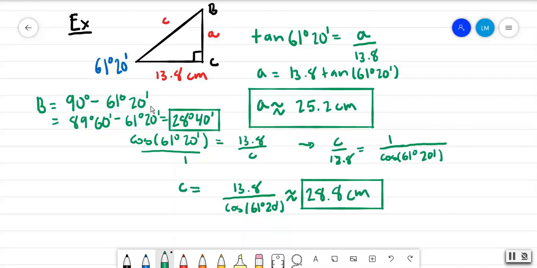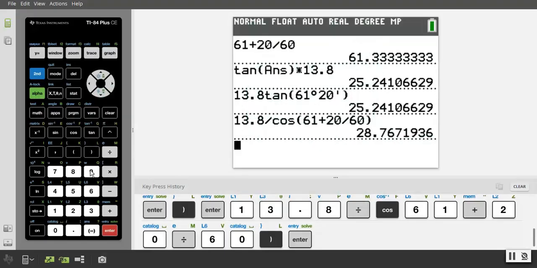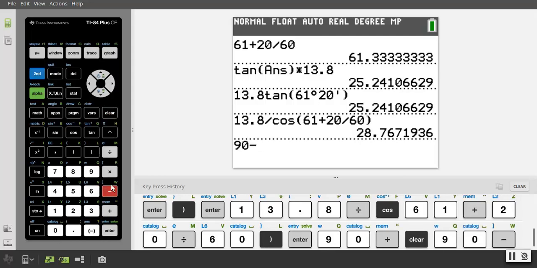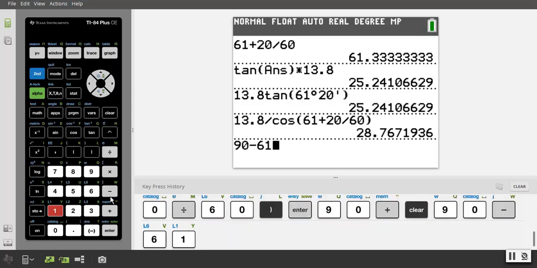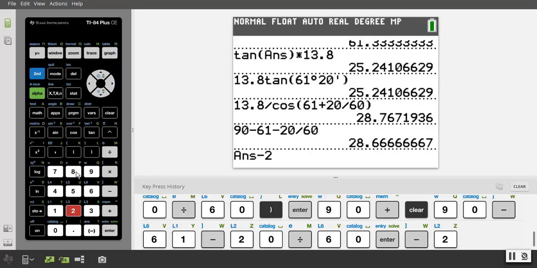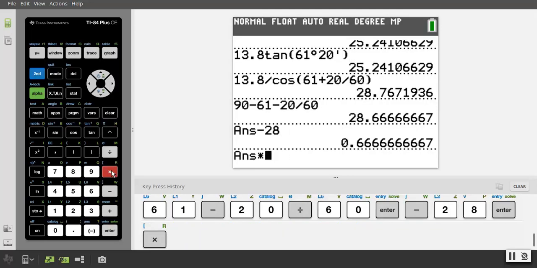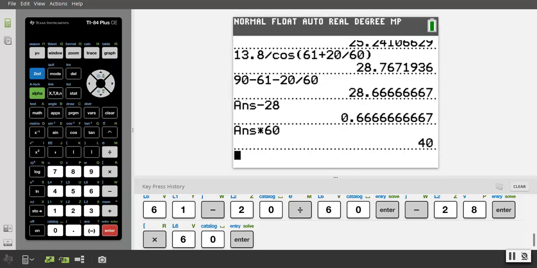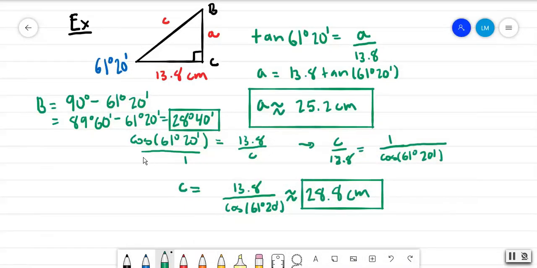Of course, we could have figured that out by doing the conversions. If you do 90 minus 61, but then you'd have to subtract the 20 over 60 and see how you're left with some change. So you take the 28 away, multiply this by 60, and you get 40. So you get 40 minutes. Okay, now it looks like we found everything that we need.